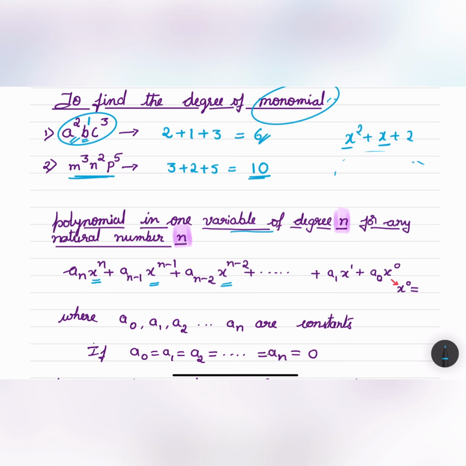So now we will look into this. How do we write it? The degree n, a natural number n, right? That can be written as a_n x to the power n plus a_(n-1) x to the power n minus 1, plus a_(n-2) x to the power n minus 2 plus etc., a_1 x to the power 1, a_0 x to the power 0. So x to the power 0 will be equal to 1. So ultimately we write it as a_0.